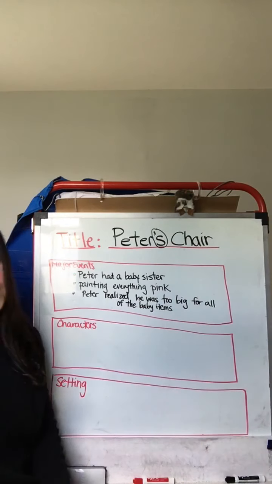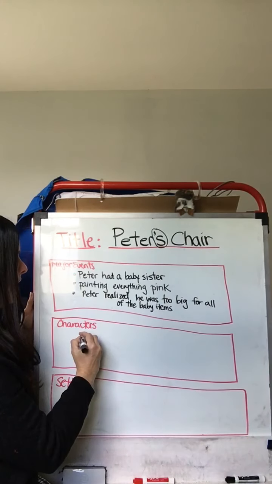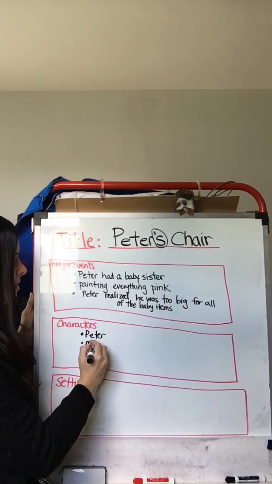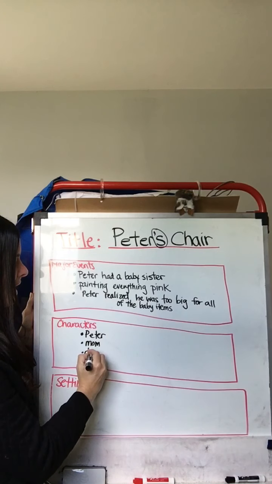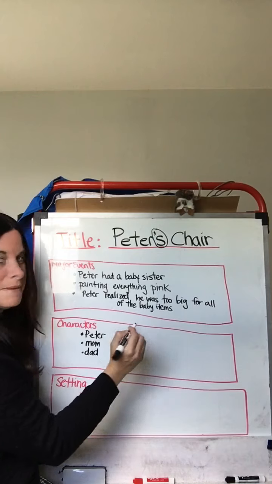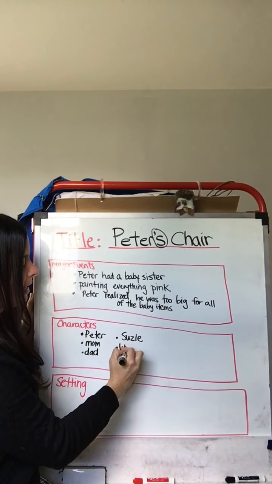All right, so the characters in the story. So we have Peter, Mom, Dad, Susie, right? She was the baby. Oh, and Willie. Willie was the dog.